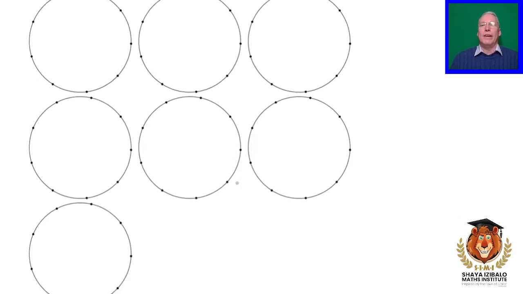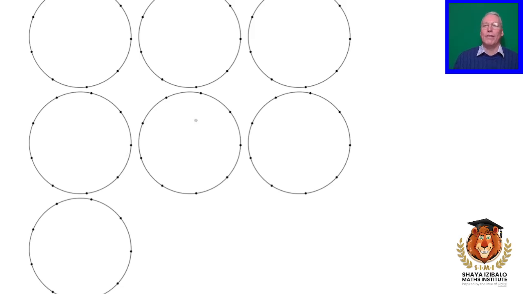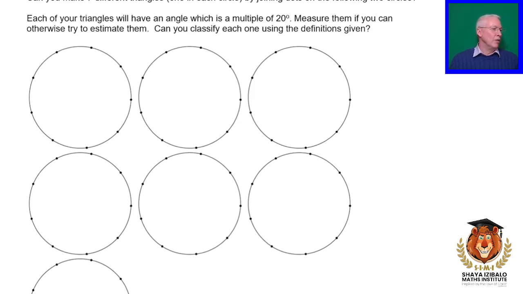Okay, right, now we're going to ask you to try, before the next lesson, to see if you can make 7 different triangles. We've given you 7 circles, all right, and we're going to see if you can make 7 different triangles, and each time the angles will be a multiple of 20. Okay, that might take you quite a while. We strongly recommend you use a pencil, okay, and see if you can get all these different triangles.